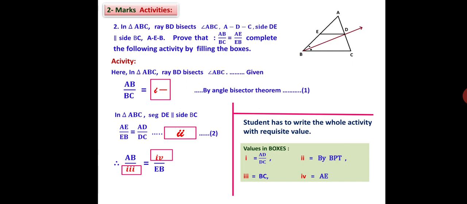Okay, see here, AB upon BC is equal to, in the box what you are getting, AD upon DC you have to write, by the angle bisector theorem. In the second, in triangle ABC, segment DE is parallel to BC and AE upon EB is equal to AD upon DC. This is due to the basic proportionality theorem. Second is BPT. Therefore AB upon BC, first one, AB upon BC is equal to the fourth one, that is AE upon EB, that you have to write. This is how I have saved time as well as space here, that is why this method is adopted.